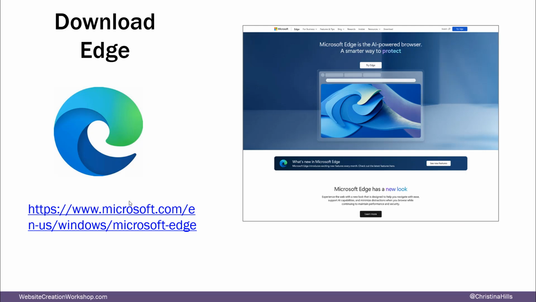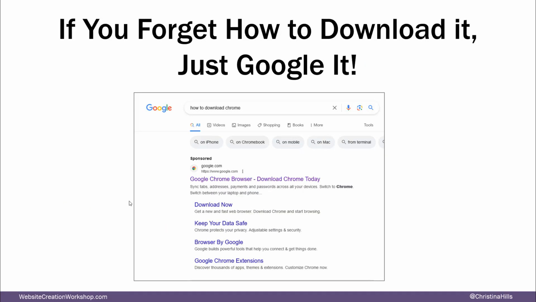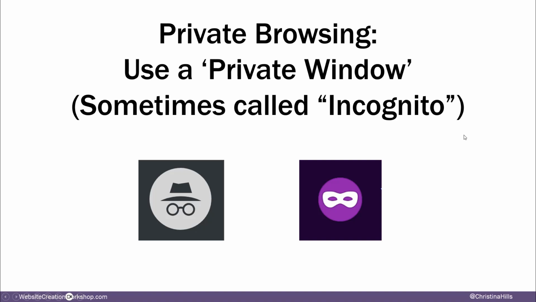Don't worry about writing this down. Or Microsoft Edge, which is a really long URL. And if you forget how to download it, just Google it. That's why I went so quickly through those slides, because you don't need to write it down. Just go to Google, how to download Chrome, or how to download Chrome for a Mac, or how to download Safari for Windows. So just Google it. That's what I always do. And pick the first result.